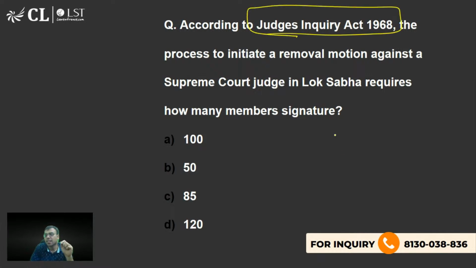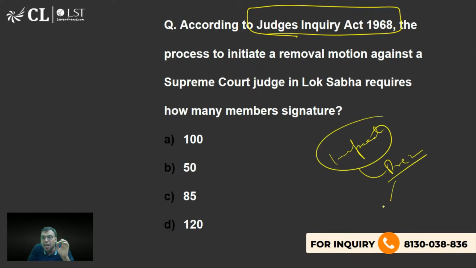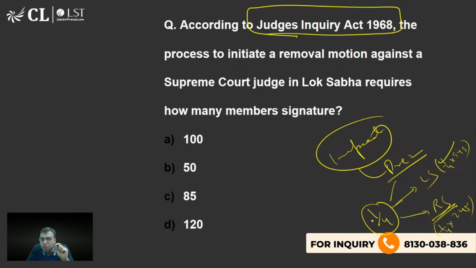Now we have seen that to start an impeachment process against a president, we need the signature of 1/4 of the members, 1/4 of the members in Lok Sabha or in Rajya Sabha. So if you start impeachment of a president in Lok Sabha, you need the signature of 1/4 of 543 members. If you want to initiate it in Rajya Sabha, you need the signature of 1/4 of 245.